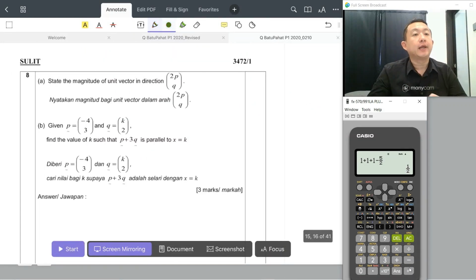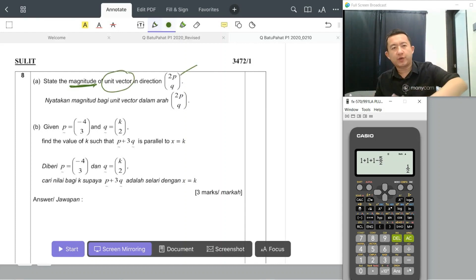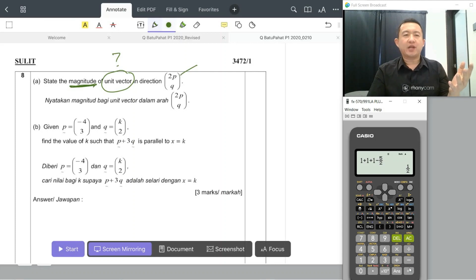Okay, this one is very special. This is about understanding the concept. Now state the magnitude. Magnitude means distance, the length. The length of what? The length of a unit vector in the directions. Unit vector means how many units? 1 unit. So the magnitude is 1. A unit vector, how long is 1 unit vector? 1 unit. You want to find the length of 1 unit vector. How long is the length? 1 unit. So that is the answer: the magnitude equals 1, or you can write 1 unit. That's it, just concept.